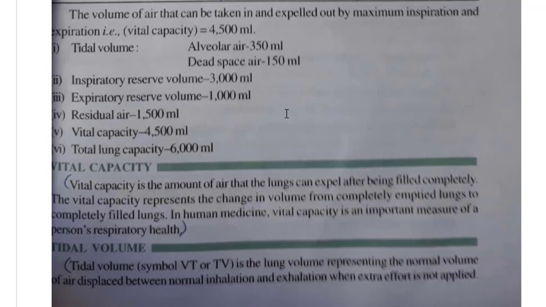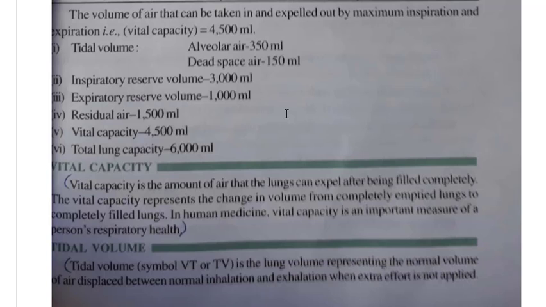In human medicine, vital capacity is an important measure of a person's respiratory health. So how do they define vital capacity? Vital capacity is the amount of air that the lung can expel after being filled completely. So we take a deep breath, we fill our chest completely with air, then we expel it out. The amount of air we can expel out is called vital capacity.